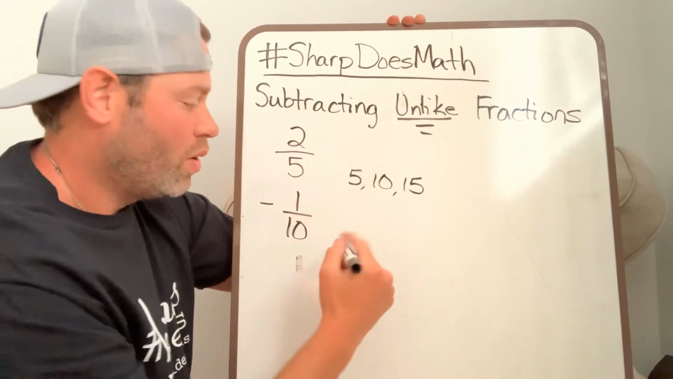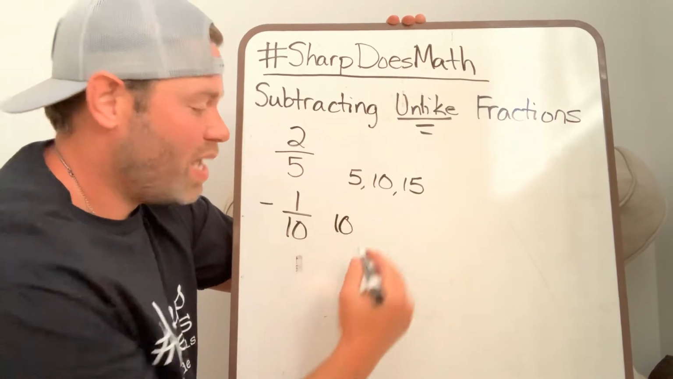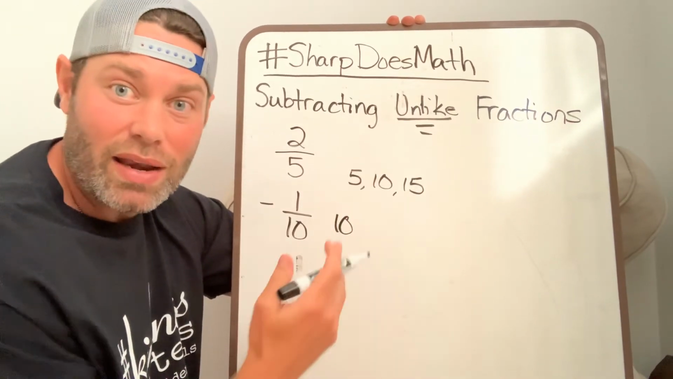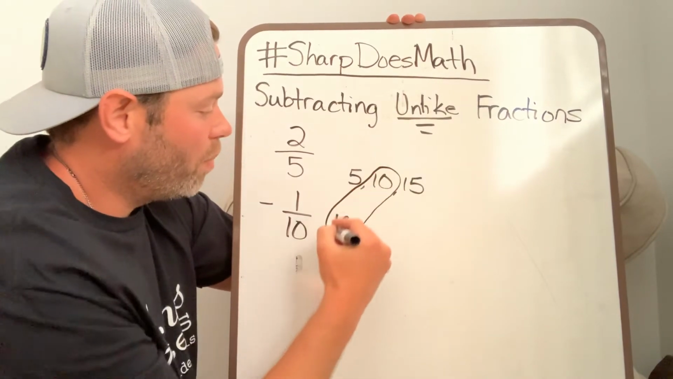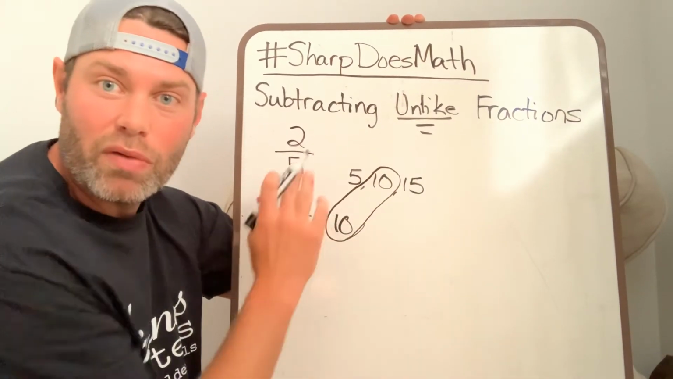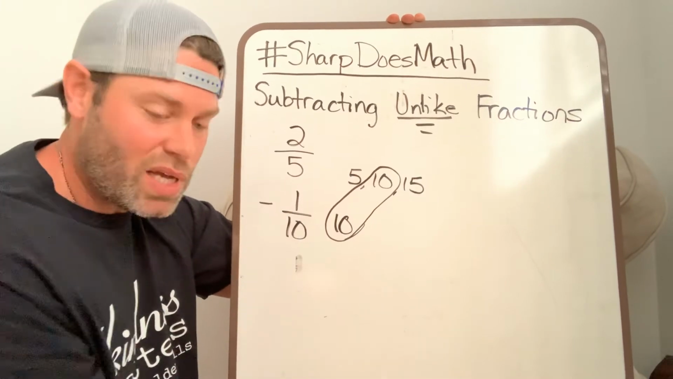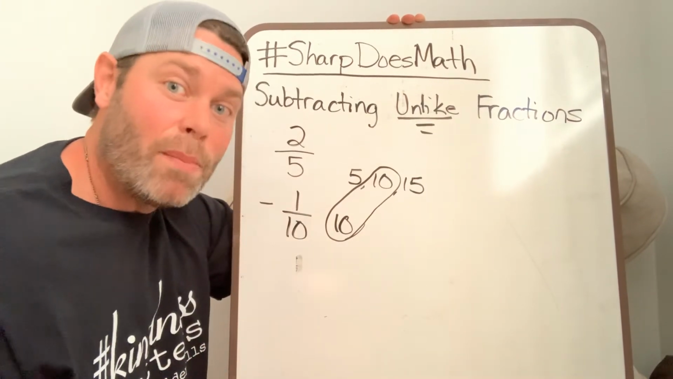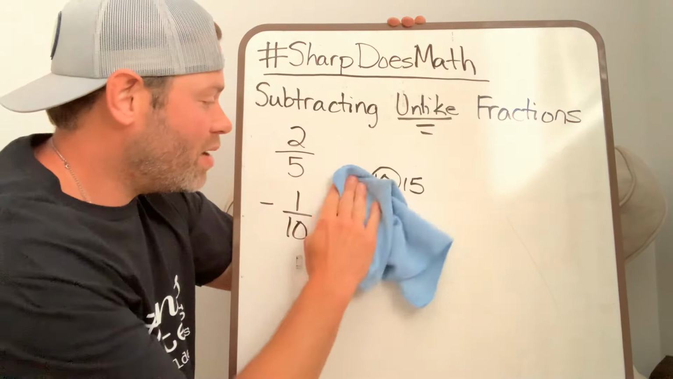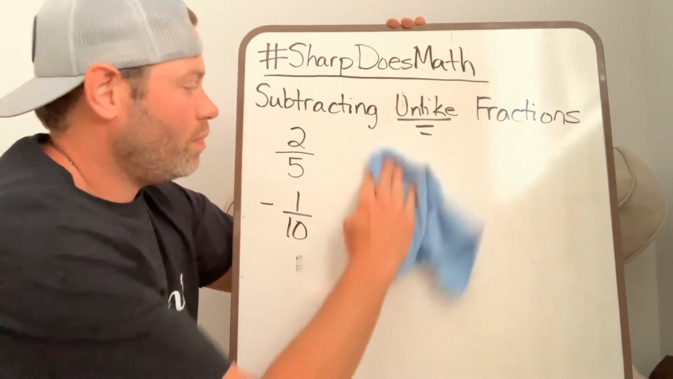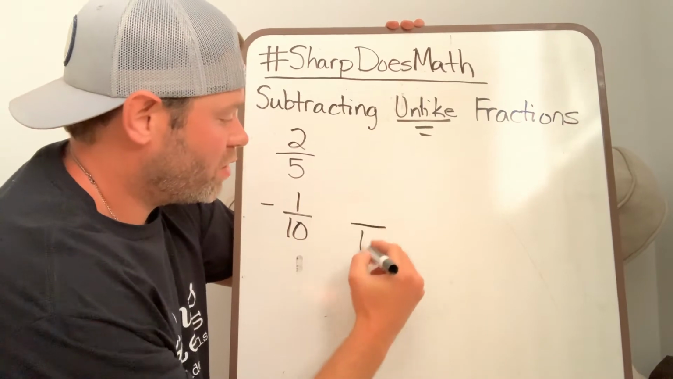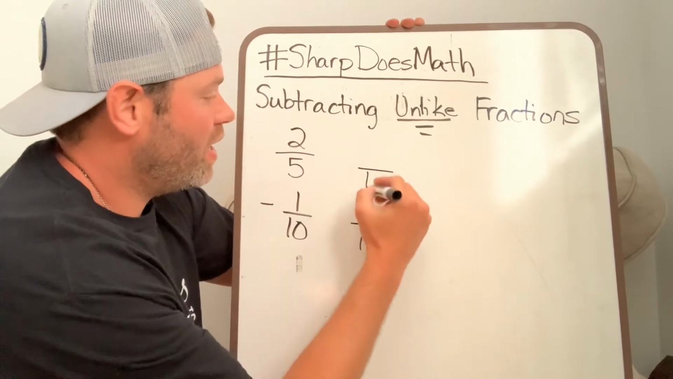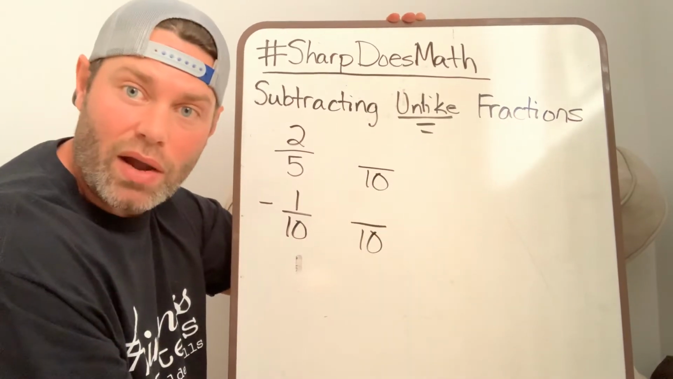For 10, 1 times 10 is 10. And I'm going to stop there. And hopefully you see why. They both have a multiple of 10. Both 5 and 10 have a multiple of 10. So that's the number we're going to make our new denominator. Okay? So I'm going to make new fractions over here where I put my 10 in the denominator spot already.